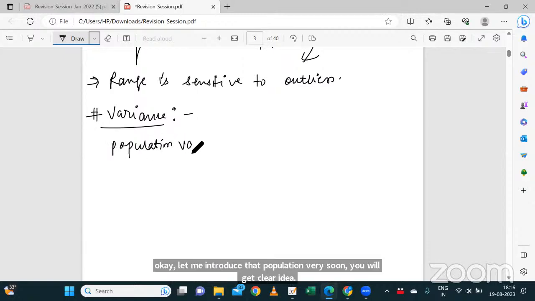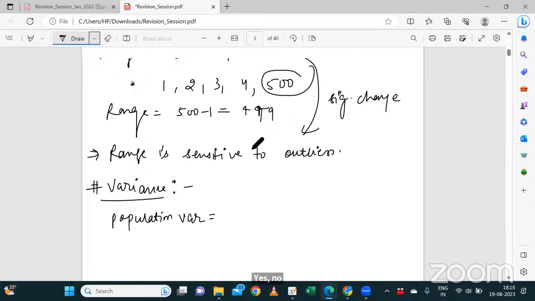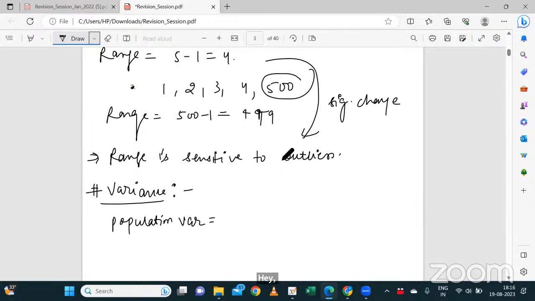Anybody? Yes, no? Am I audible? Yeah, yeah. So population variation depends upon the density of the living being there. Okay. So basically, audible why?